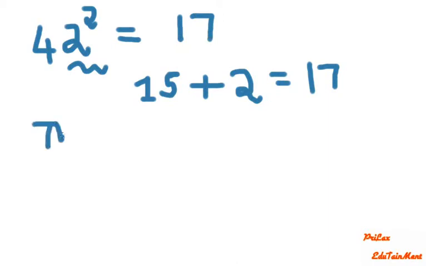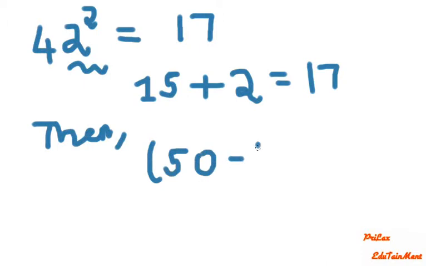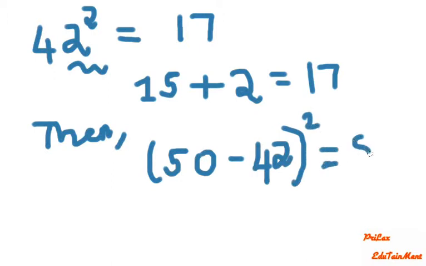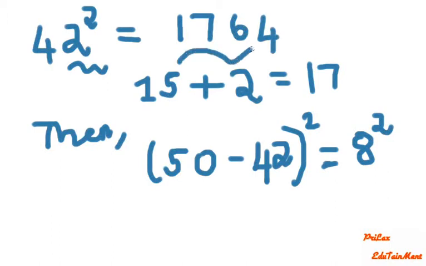So what will be the step 2? We must square the difference between 50 and the given number, that is 42. 50 minus 42, you will get 8. Just square that 8, you will get 64, which represents the last two digits of the answer. So 42 square is 1764.